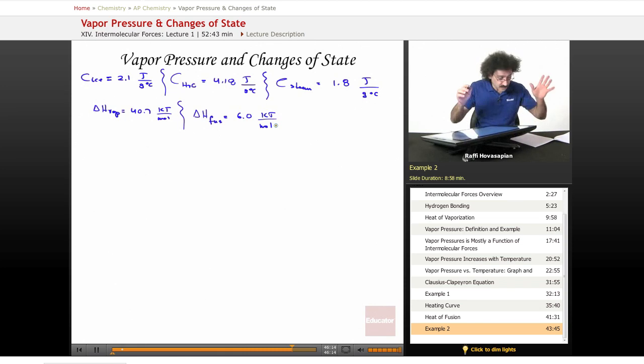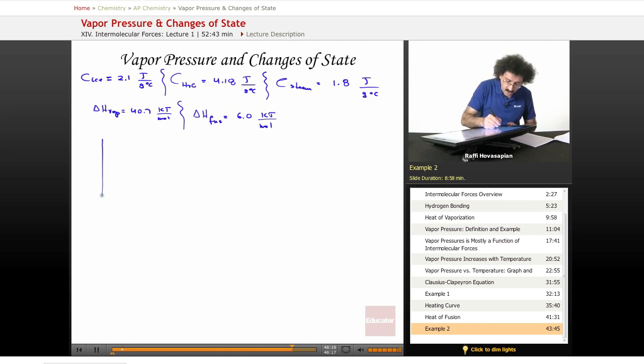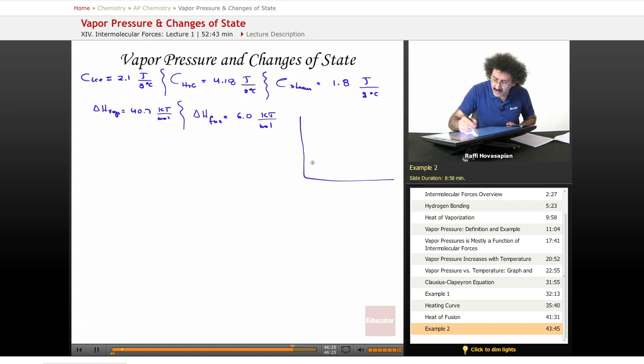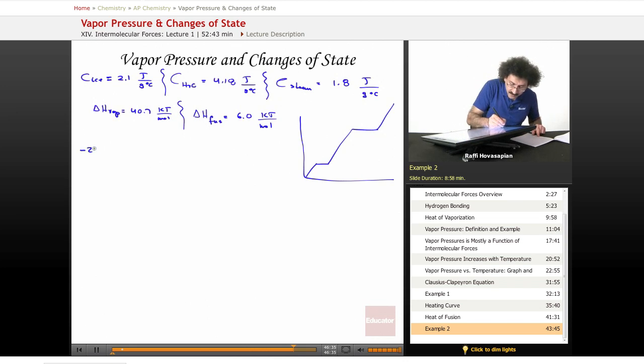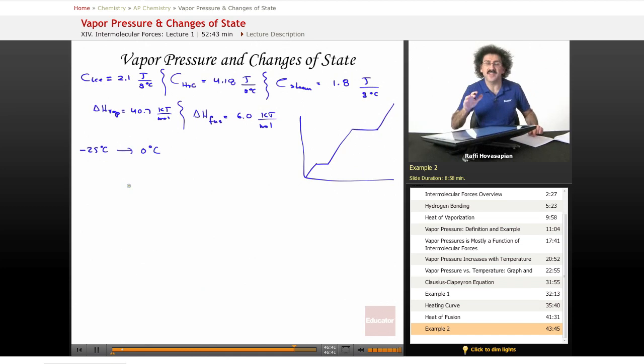Okay, so let's quickly draw our picture again so we have something to reference. I'll make it kind of small just so we have a pictorial. So again, we're looking at something like this. 1, 2, 3, 4, 5. We have 5 calculations to make. So let's start. From minus 25 degrees Celsius all the way to 0 degrees Celsius, we're going to use Q equals mc delta T. We're putting heat into something.